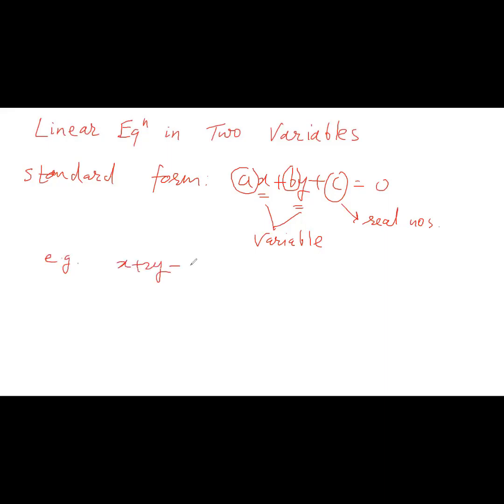x plus 2y minus 5 equals to 0. This is an example of linear equation in two variables because two variables are there, x and y. Another example, we consider 3x plus 4y equals to 9. This is also an example of linear equation in two variables.